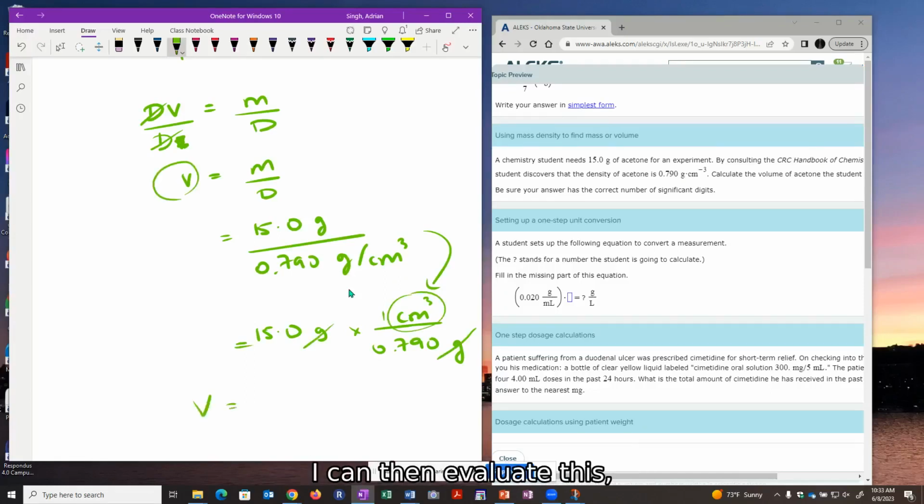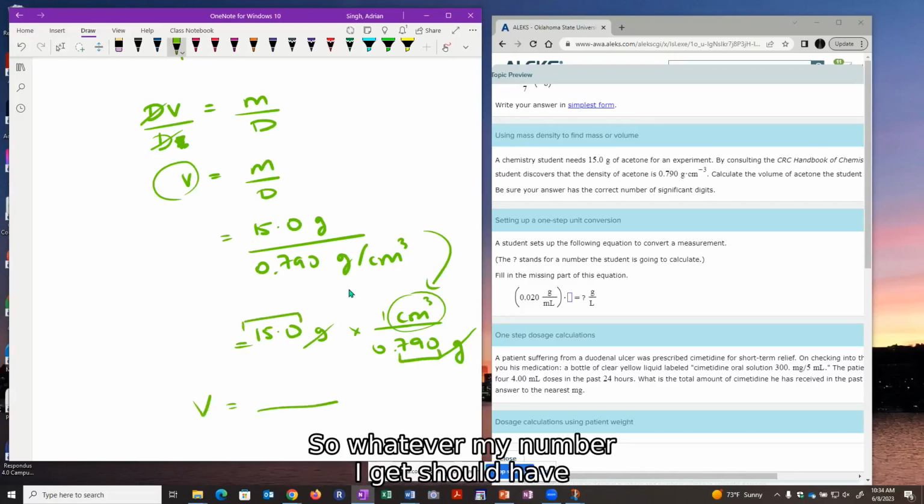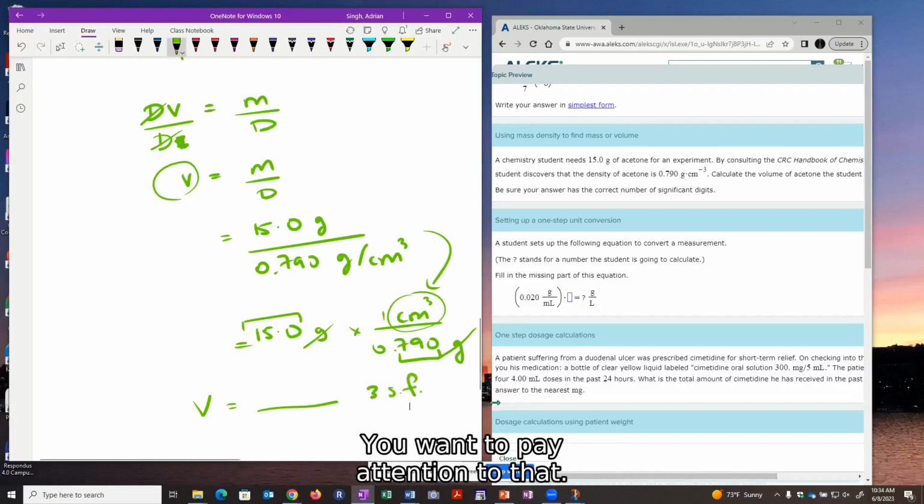I can then evaluate this, whatever it happens to be. I have 3 sig figs here and 3 sig figs there, so whatever number I get, you should round it to 3 significant figures. You want to pay attention to that when you perform your calculations.